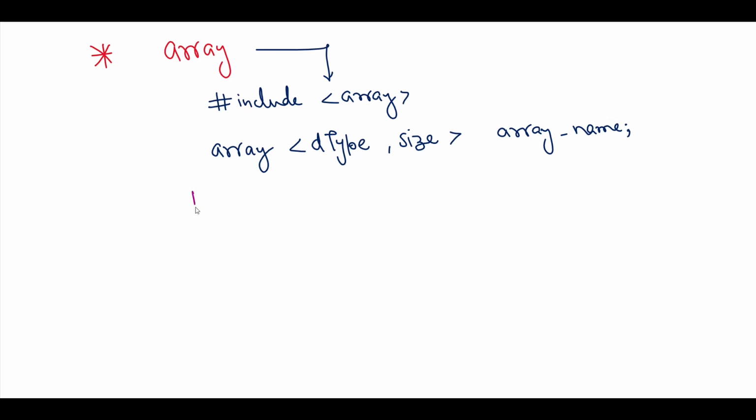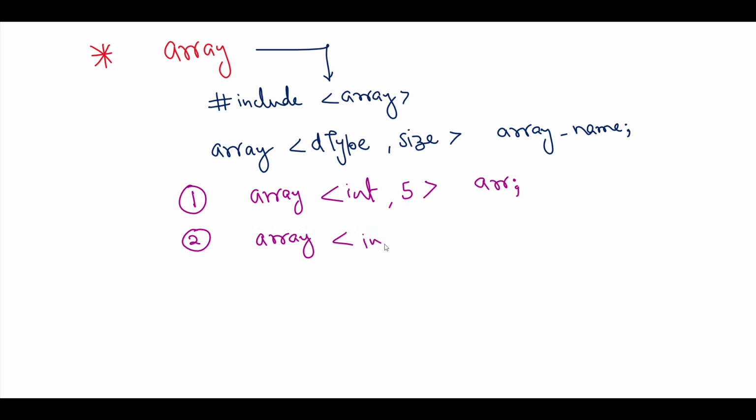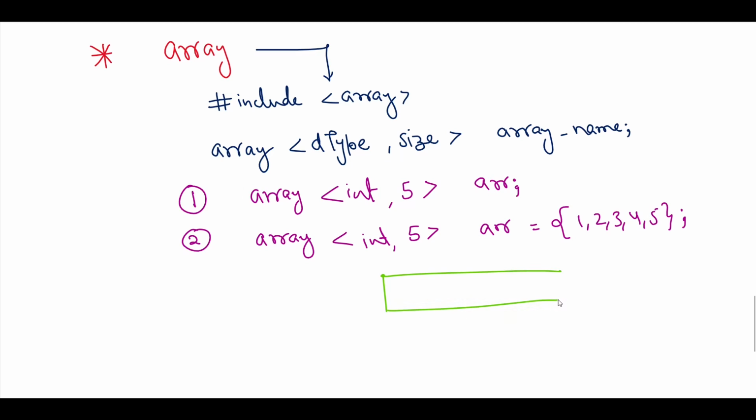So let me give you some examples. First example is, if you want to implement integer array of size 5, you have to write it like this. And if you want to name it array, make it something like this. You can also initialize the array. So you have to write like this: integer 5, and I'm making its name ARR. Then write equal to sign here, and then 5 values. So this is going to create an array something like this: 1, 2, 3, 4, and 5, right?